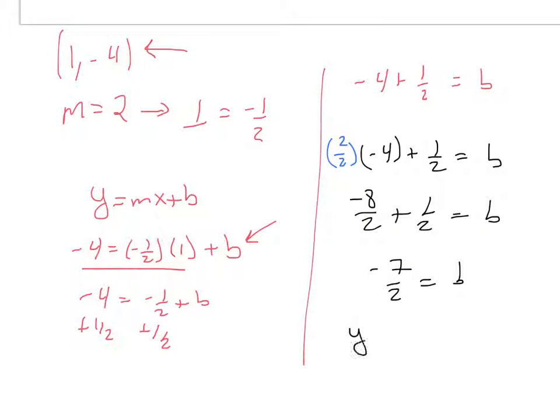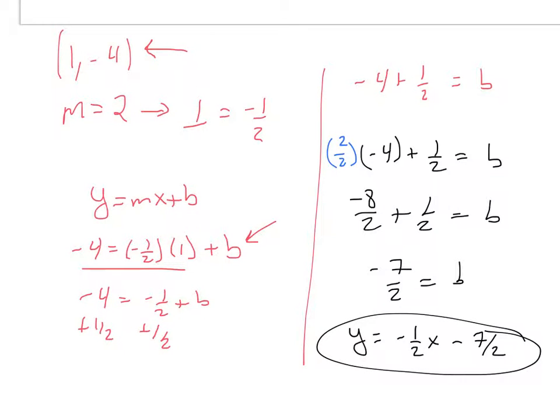So now I have my equation of the line that's perpendicular to the line that was given. Our slope was -1/2, and our intercept was -7/2. And there we go. That's the problem that we did yesterday.